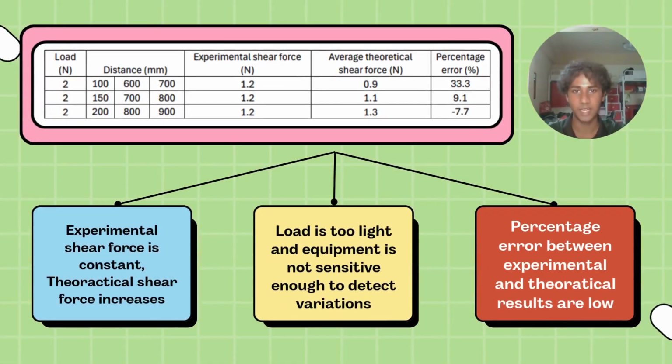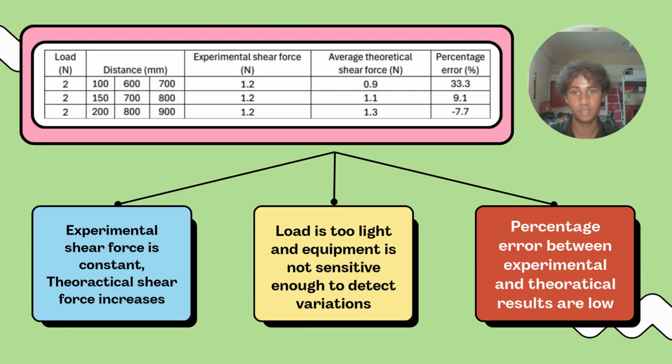If we were to compare the experimental shear force and the average theoretical shear force, as you can see, the experimental shear force is at a constant of only 1.2 newtons, even though the distance for each set increases. The average theoretical shear force increases as the distance increases, which proves the theory that the theoretical shear force will increase if the distance between the load and the support increases.